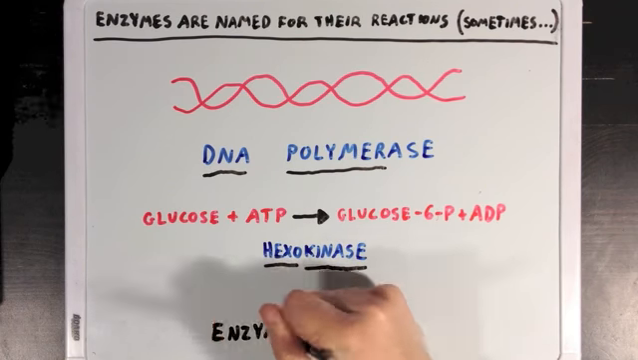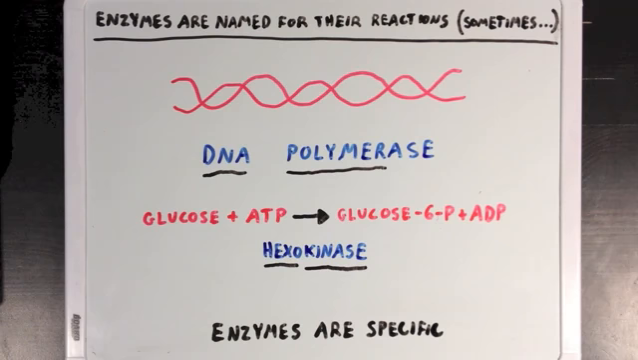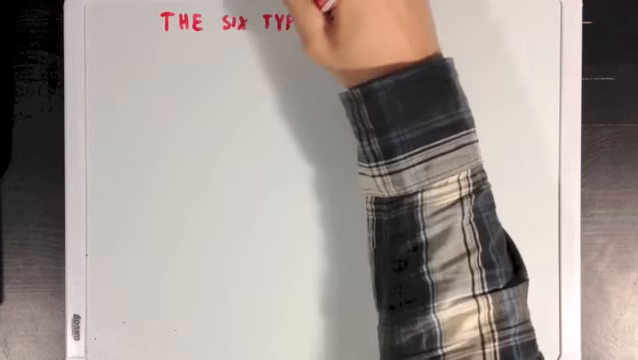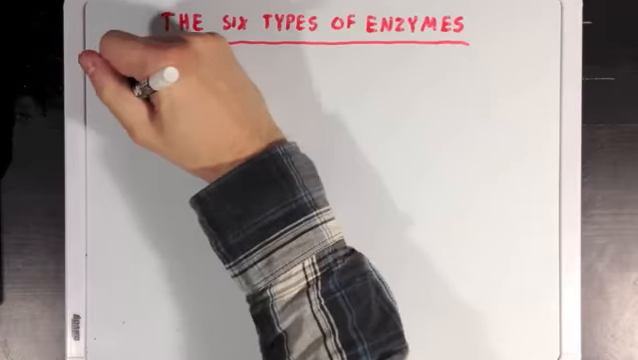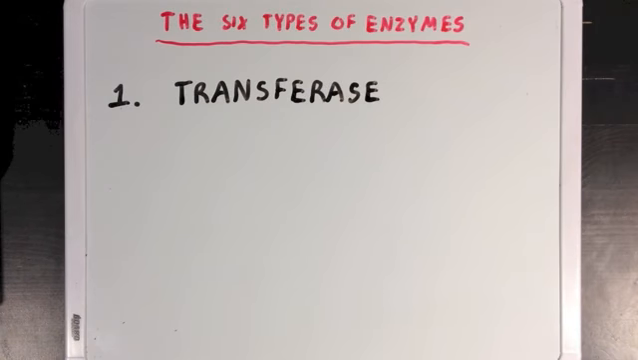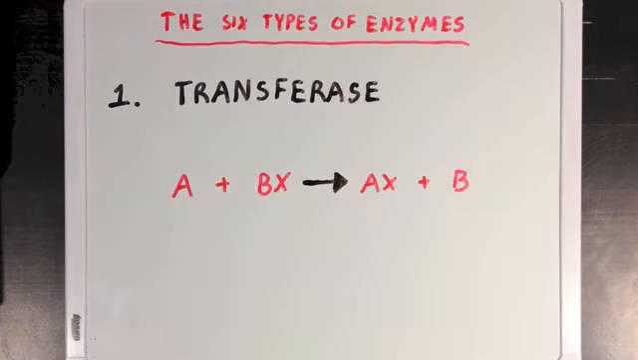Now, generally, every enzyme has a very specific name that gives insight into the specific reaction that enzyme can catalyze. So, we can actually divide most enzymes into 6 different categories, based off the kinds of reactions that they catalyze. Now, our first group is the transferase group, and the basic reaction that transferases catalyze are ones where you move some functional group X from molecule B to molecule A.